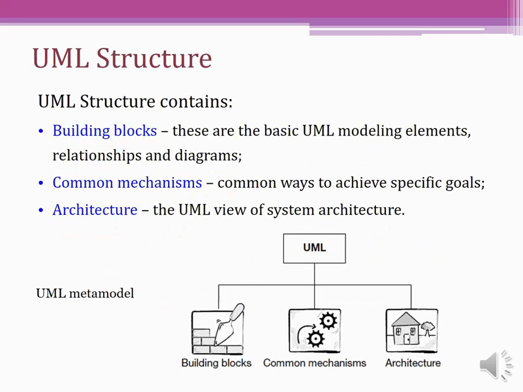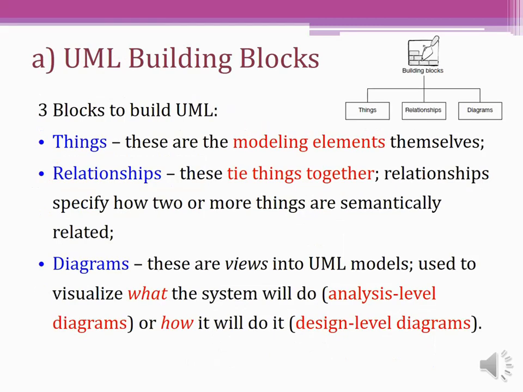UML structure. UML structure contains building blocks. These are the basic UML modeling elements, relationships and diagrams. Common mechanisms, which provide common ways to achieve specific goals, and UML architecture, which is the UML view of the system architecture. The UML building blocks are built on three fundamental concepts such as things, relationships and diagrams.